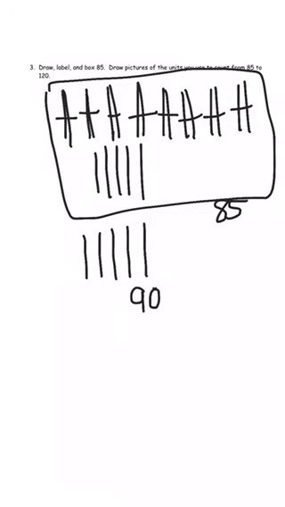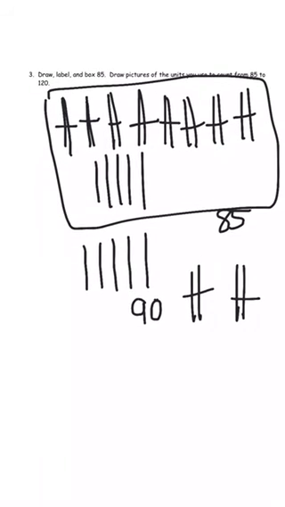So this is 85, this is now 90. Now we're going to start counting up by tens again to get to 120. So 90, 100, 110, and then 120.